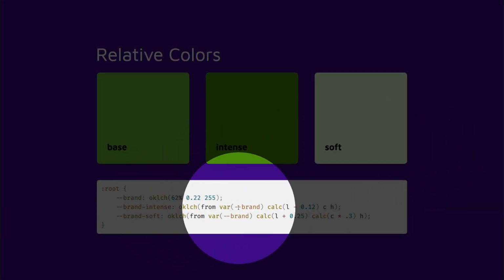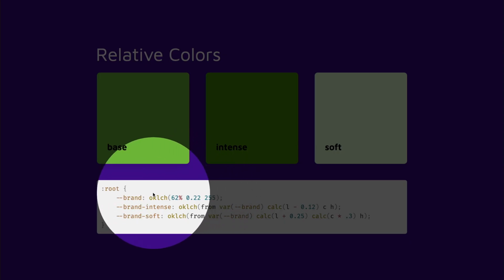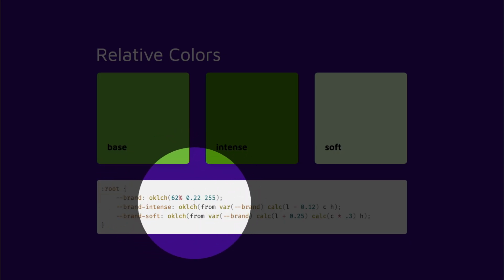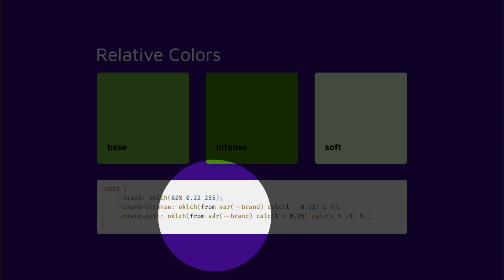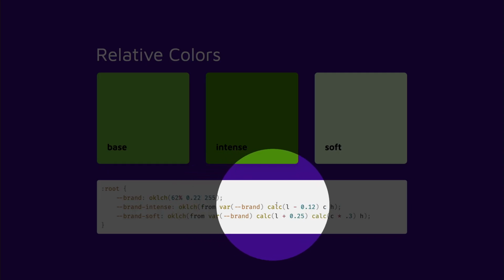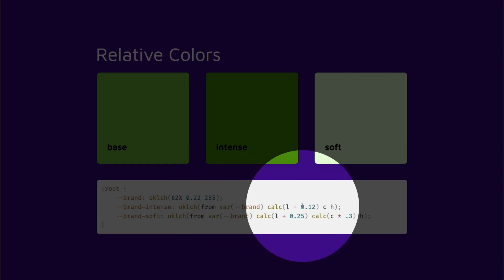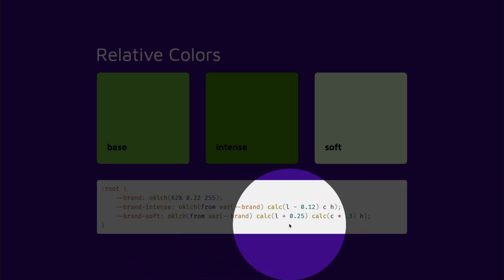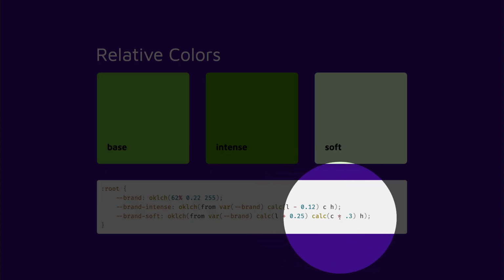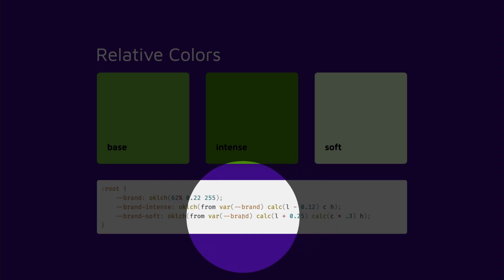You have here the color definition. I mean, this could also be a hex color, whatever you want. I really love the OKLCH color space. It's awesome. And then I say here, okay, from this color, please do that. Luminance minus .012, chroma, just leave it. Or the soft one, make it a little bit lighter, and everything a little softer, and it's really nice. You can do some crazy calculations.